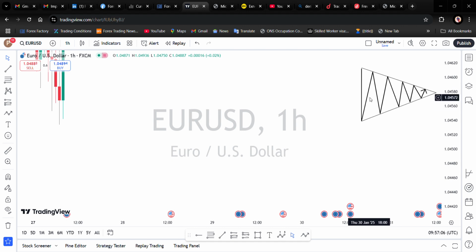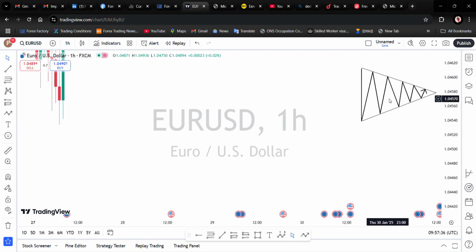Alright, so this is a symmetrical triangle, and we can expect the breakout from either the top or the support. This is where we, as traders, need to be very patient so that we don't rush in. If you're going to buy or sell, we must have seen at least 2 or 3 occurrences in the market before you take a buy or a sell within a symmetrical triangle. And you must be very cautious.